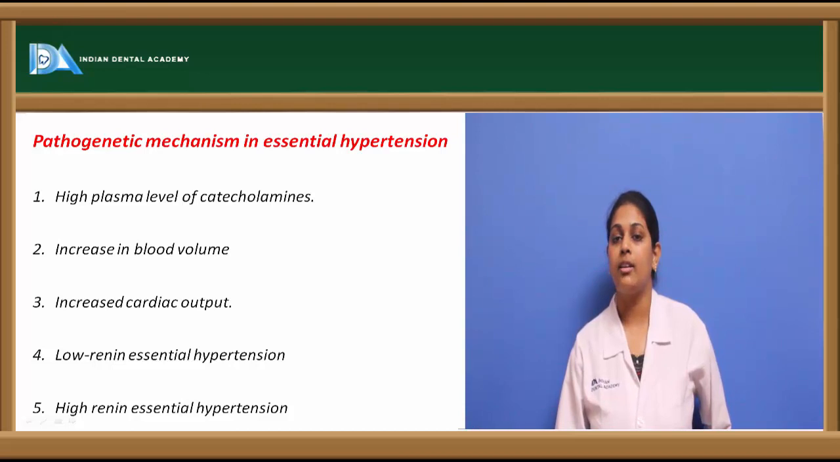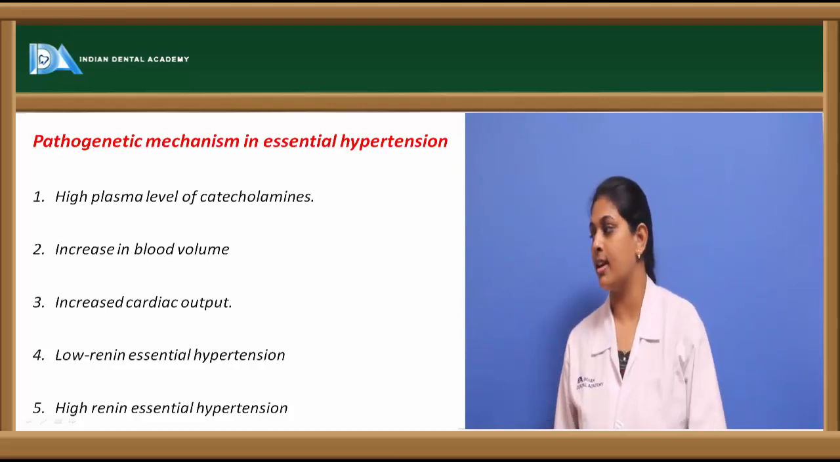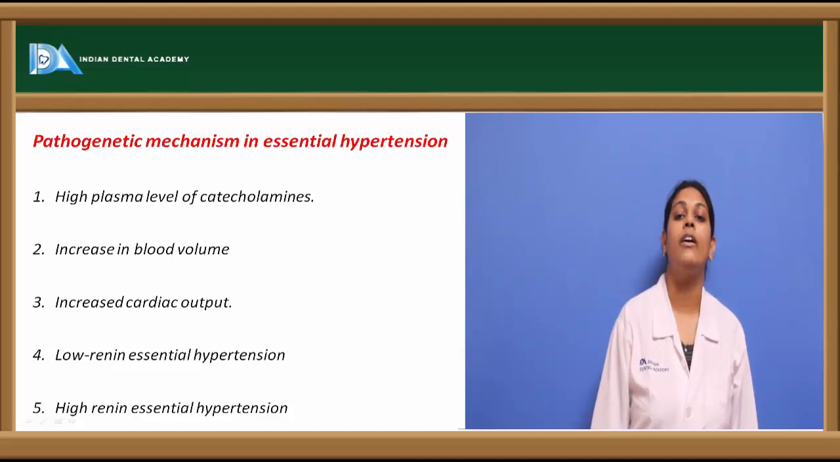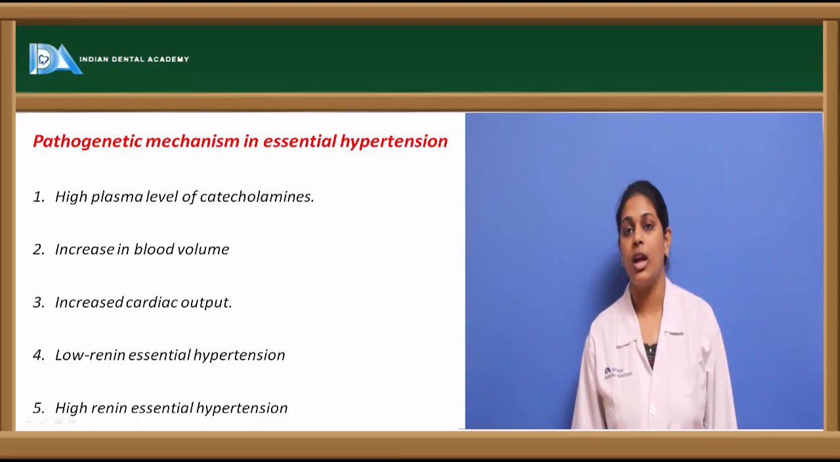Other than that, we see that in essential hypertension there is low renin, a low presence of renin hormone, whereas in other types of hypertension there is also a presence of high renin. So these are the pathogenic mechanisms in essential hypertension.